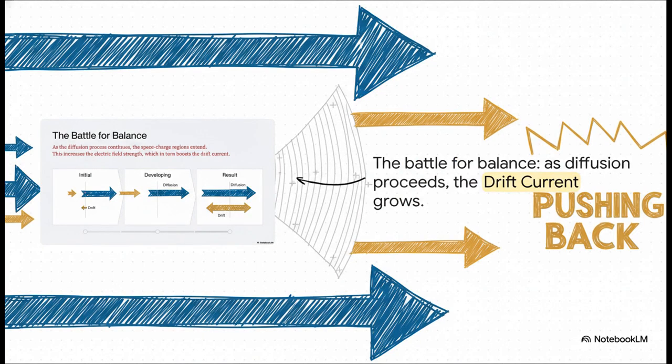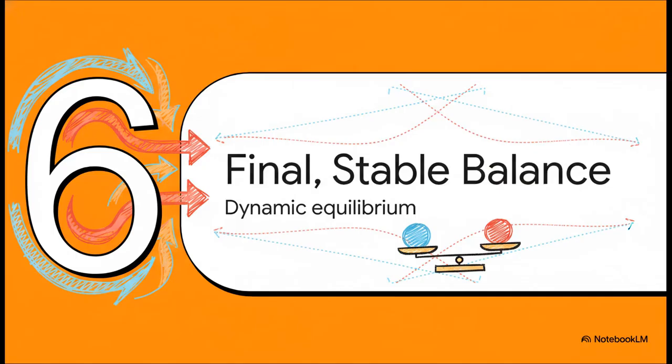This slide just perfectly shows the battle as it happens. At first, the diffusion current is massive and the drift current is tiny. But as more carriers diffuse across, that depletion region gets wider, which makes the electric field stronger, and that in turn makes the drift current grow. It's pushing back harder and harder and harder until, finally, a perfect, stable balance is achieved. The two opposing forces have fought each other to a complete standstill.